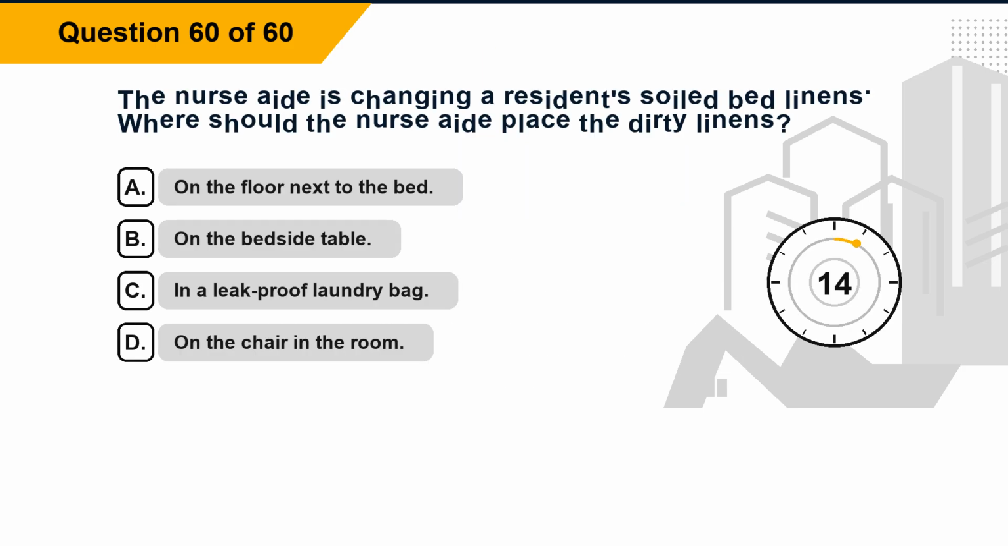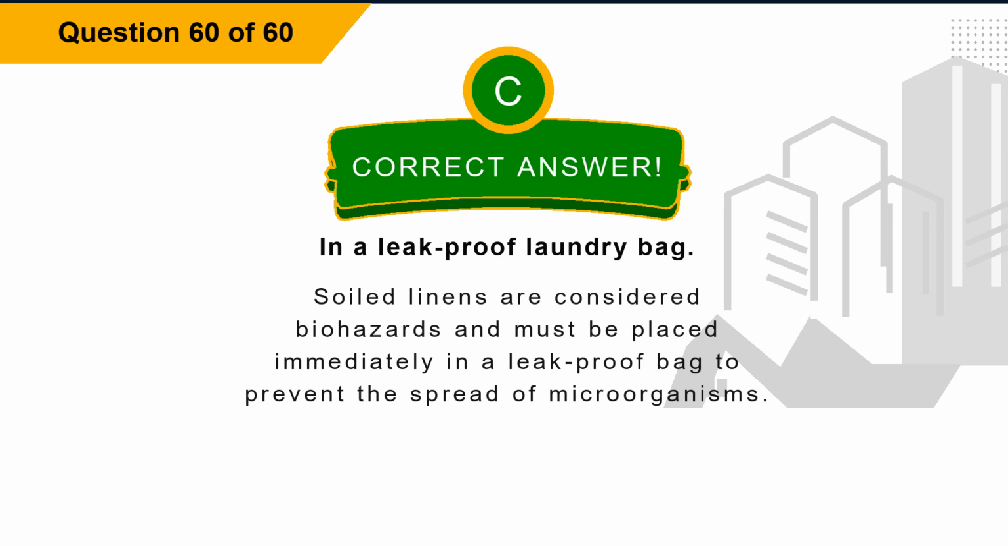Question 60. The nurse aide is changing a resident's soiled bed linens. Where should the nurse aide place the dirty linens? Option A, on the floor next to the bed. Option B, on the bedside table. Option C, in a leak-proof laundry bag. Option D, on the chair in the room. The correct answer is option C, in a leak-proof laundry bag. Explanation: soiled linens are considered biohazards and must be placed immediately in a leak-proof bag to prevent the spread of microorganisms.